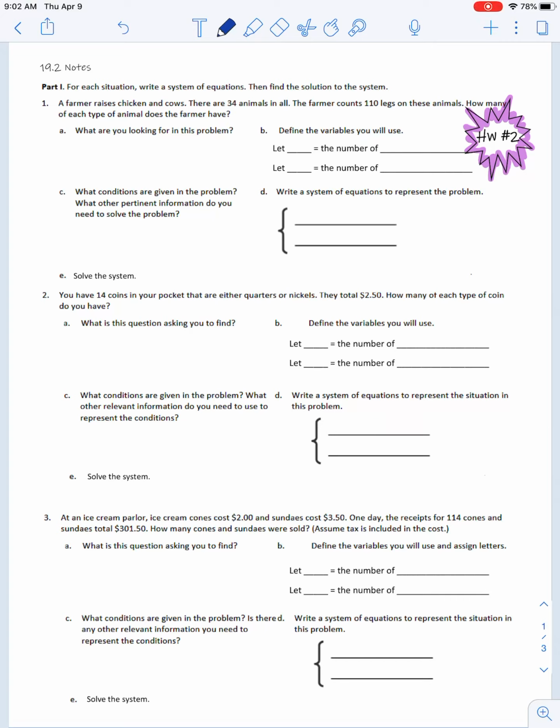A farmer raises chickens and cows. There are 34 animals in all. The farmer counts 110 legs on these animals. How many of each type of animal does the farmer have? Okay, so this is our scenario. What are we looking for? We are looking for the number of chickens and the number of cows.